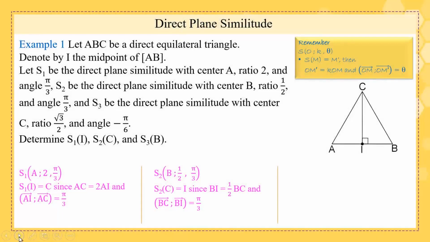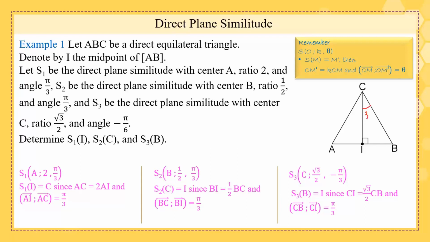Let us go to the third one. S3 is of center C, ratio radical 3 over 2 and angle minus pi over 6, so you must search for a point B prime such that CB' = (radical 3 over 2)·CB, and the angle between CB and CB' must be equal to minus pi over 6. This point will be I. So S3(B) = I because CI = (radical 3 over 2)·CB. And this property returns to the properties of a semi-equilateral triangle. ICB is a semi-equilateral triangle.